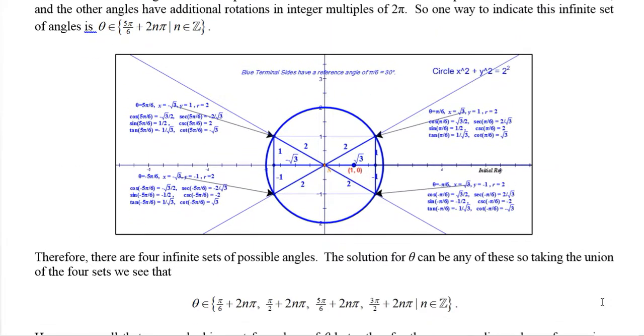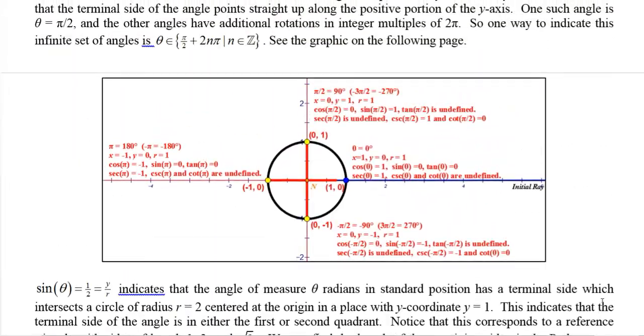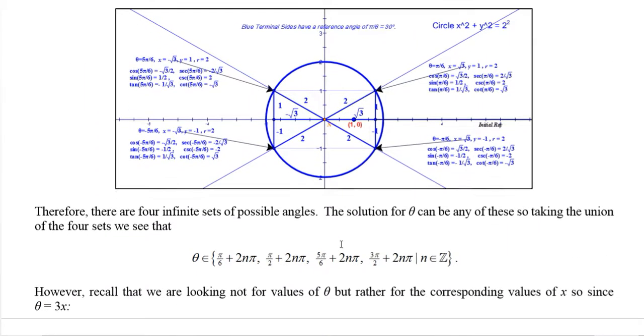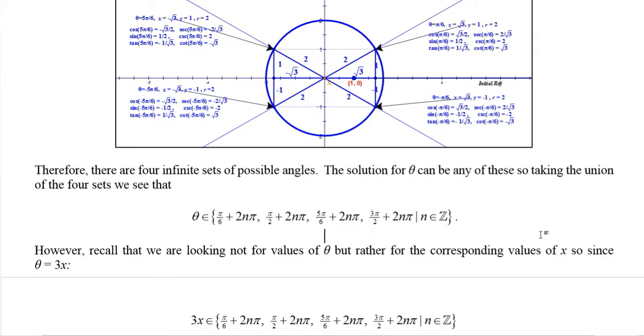So, when we put those together, there were 4 possibilities. The terminal side pointed straight up, straight down, out here in the first quadrant, out here in the second quadrant. So, what does that turn out to be? Well, it's pi over 6 plus 2n pi, pi over 2 plus 2n pi, 5 pi over 6 plus 2n pi, 3 pi over 2 plus 2n pi, any of those such that n is any integer. Now, that's what theta is.